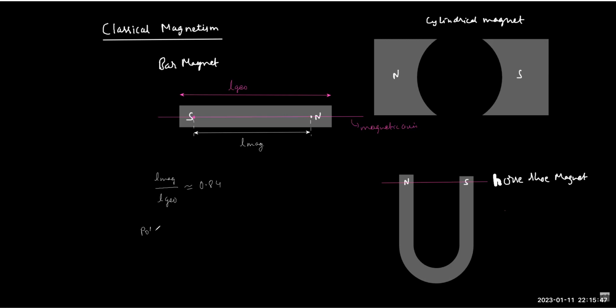So what is a pole actually? It is the point at which the attractive power is maximum. What is pole strength?